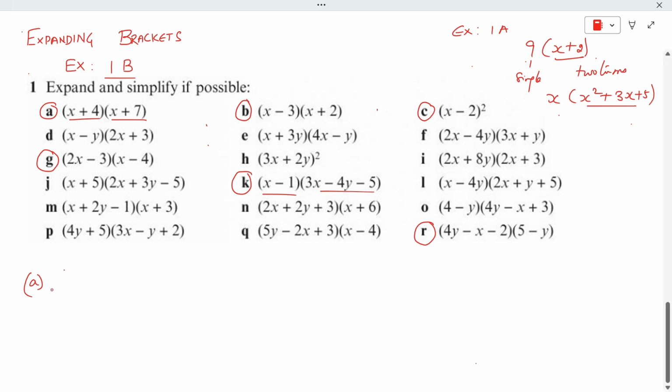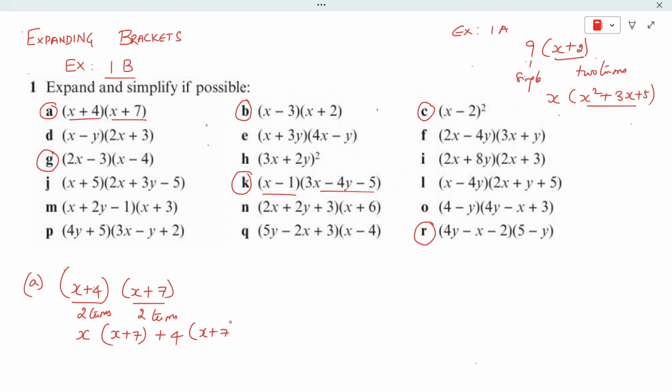Let's start with 1a, x plus 4 times x plus 7. So here you can see the first expression has two terms and the second expression also has two terms. So I am just finding the product of these two expressions. So let's take the first term of the first expression, which is x, and I'm going to multiply the second expression completely, and then take the second term of the first expression. So I'm splitting the first expression, right? I'm taking the first term, multiplying with the whole expression, and then I'm taking the second term and again multiplying the whole second expression. Okay, so now you know how to find the product of this.